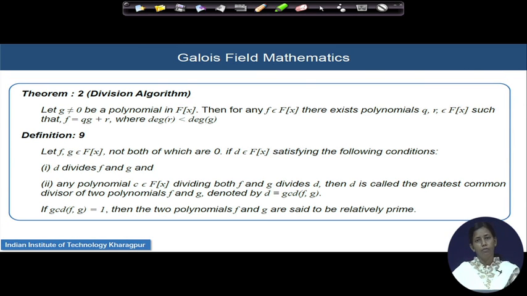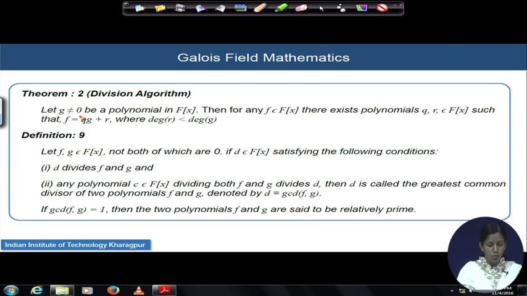Then comes the theorem of the division algorithm. Let us assume that g, which is not equal to 0, is a polynomial over the field. Then for any other polynomial f which belongs to the same field, there exist some polynomials q and r, which are also part of F[x], in such a way that f is equal to q times g plus r, where the degree of r is always less than the degree of g.